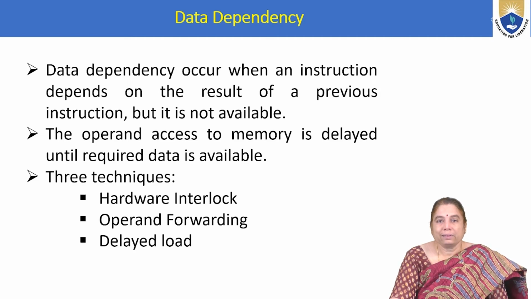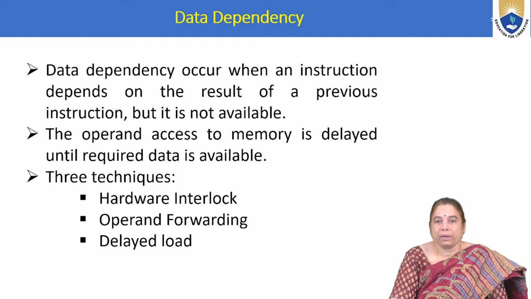Three techniques can be used to resolve this situation. The first is hardware interlocking. If common items are used by segment 1, with the help of hardware, a lock can be provided. Whenever the utilization of the data item is completed, the lock is released so that another segment can use it. Next, operand forwarding.